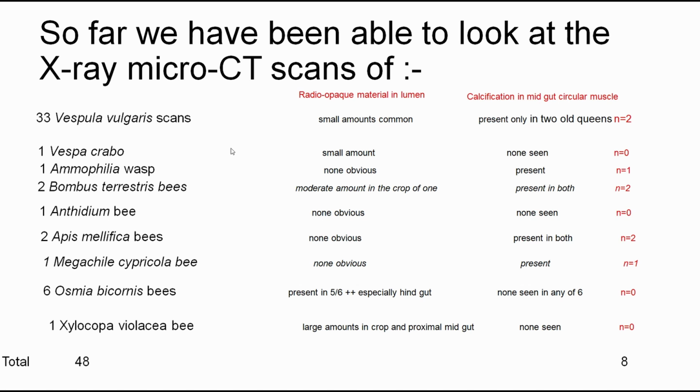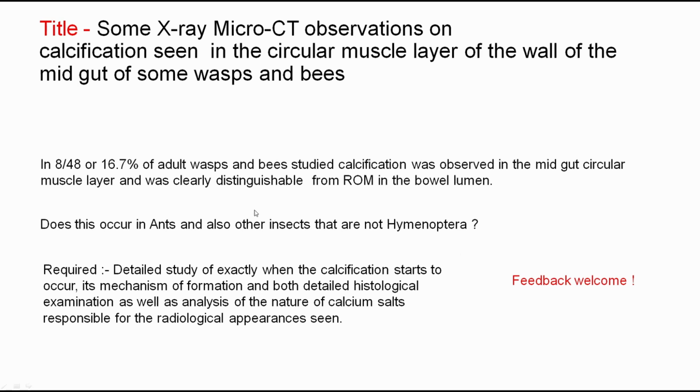So in summary, we've looked at 48 scans of either wasps or bees, no ants yet, and in 8 we've been fairly convinced that they had midgut circular muscle layer calcification, which was quite unlike that in the bowel lumen. We'd love some feedback.